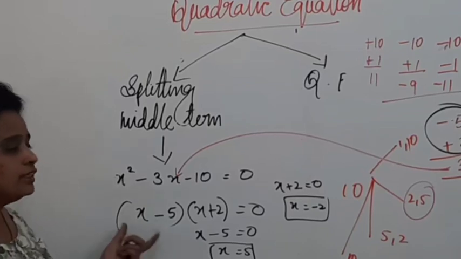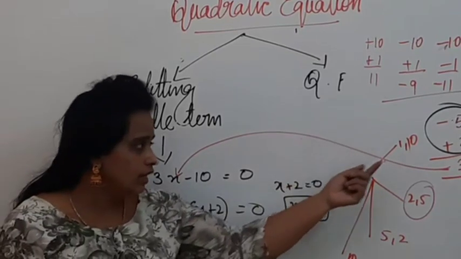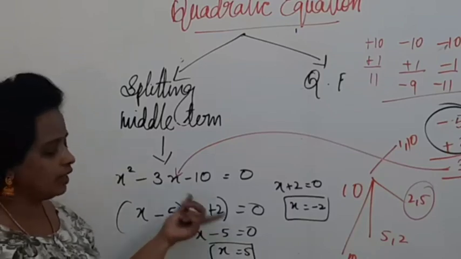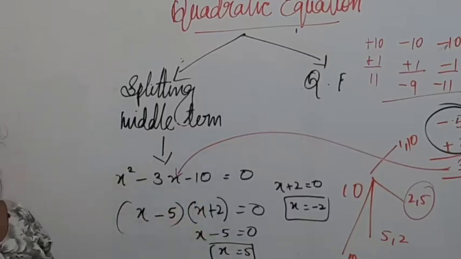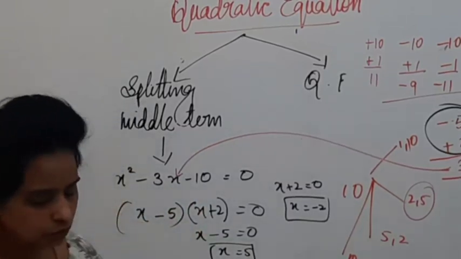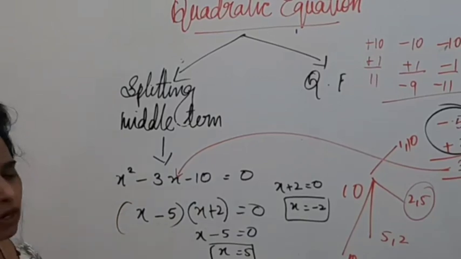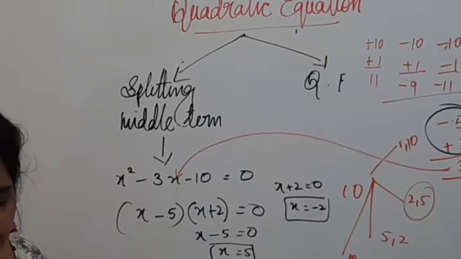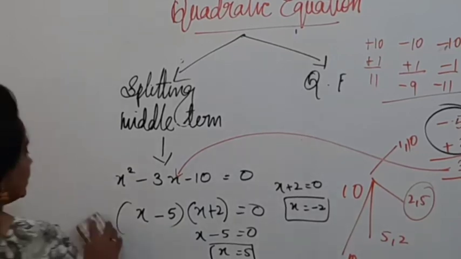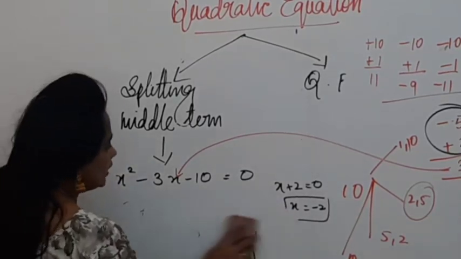Children, actually this is for MCQ. That is, you directly write minus 5 and plus 2 as a factor, that is x minus 5 and x plus 2. So this I directly told you, but for a 2-mark question, it is all about the step marks. So you have to write the steps. So how do I write it? I told you it is splitting the middle term.